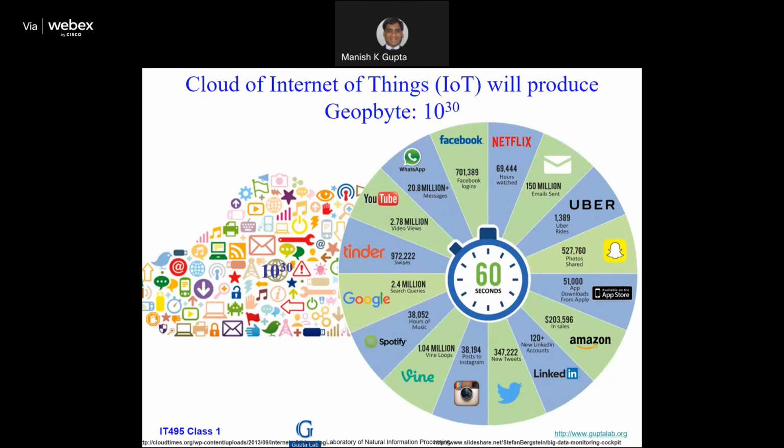Soon, because of Internet of Things, IoT, so many things are happening in the world. We will have data in the order of 10 raised to the power 30. It's huge. The word is geopower. I think you may not have heard this term, but this picture is also a bit old.